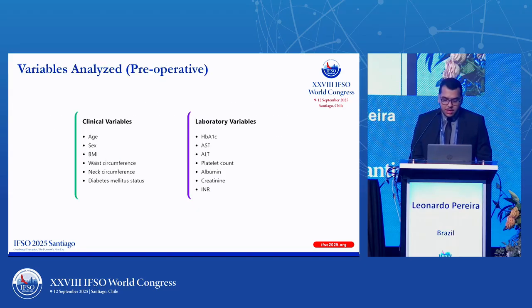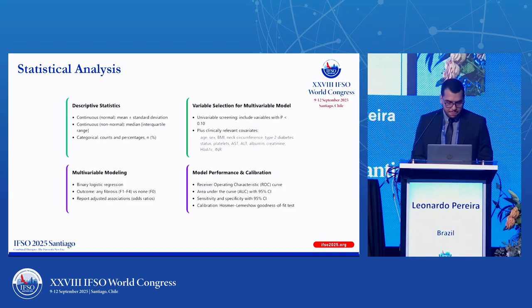We analyzed age, sex, body mass index, waist and neck circumferences, diabetes status, glycated hemoglobin, liver enzymes, platelet count, creatinine, and INR. With this data, we ran our analysis in R Studio. First, we checked if all the data were complete and usable.